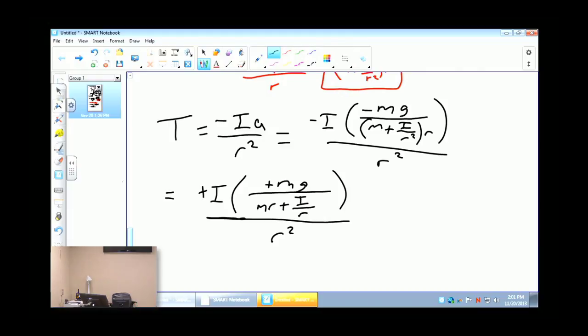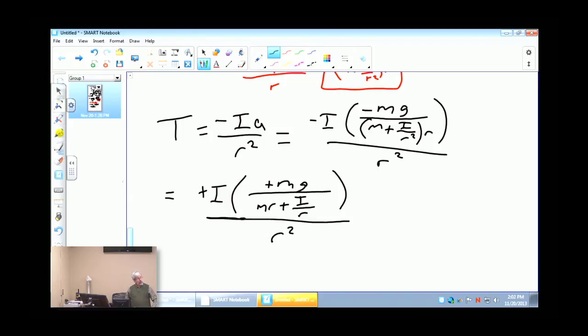Now, notice that the tension is not equal to the weight of the yo-yo. It's not equal to mg. So if we hang this yo-yo from the ceiling, while it's spinning, while it's accelerating, the force exerted on the ceiling is not equal to just mg. So you've determined, in fact, what it should be. In fact, the moment of inertia seems to come into play. Okay, very good. Any questions about that?